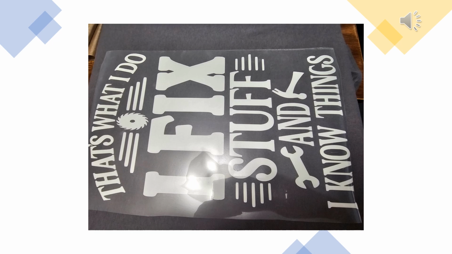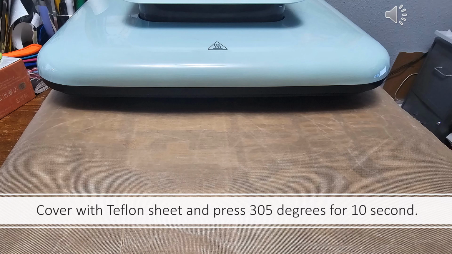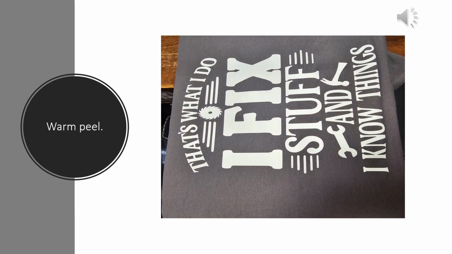So what I'm doing here now is centering the image on the shirt after I pre-pressed it. Now I have covered my carrier sheet with a Teflon sheet and I'm going to press this at 305 degrees for 10 seconds. I did a warm peel on this and it came off nicely.